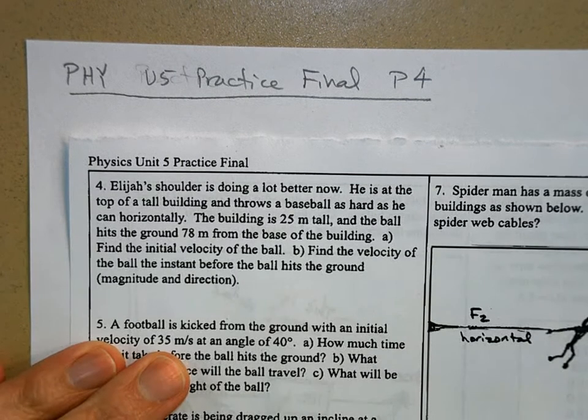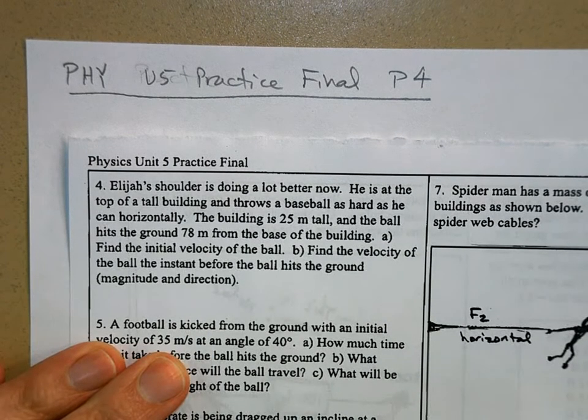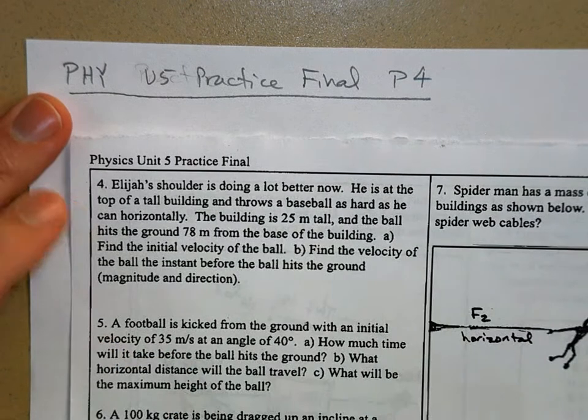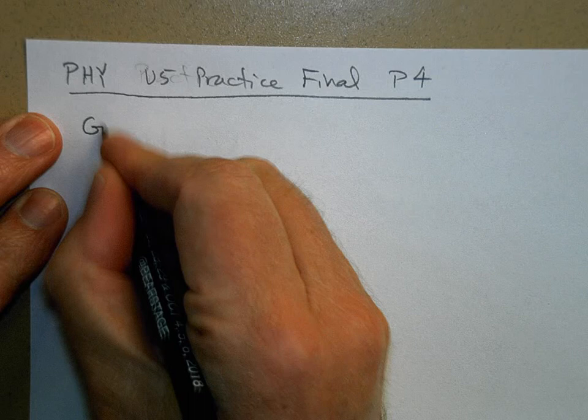A, find the initial velocity of the ball. B, find the final velocity of the ball the instant before the ball hits the ground, both magnitude and direction. Okay. So let's set this up with given, find, and solve, which I always do.